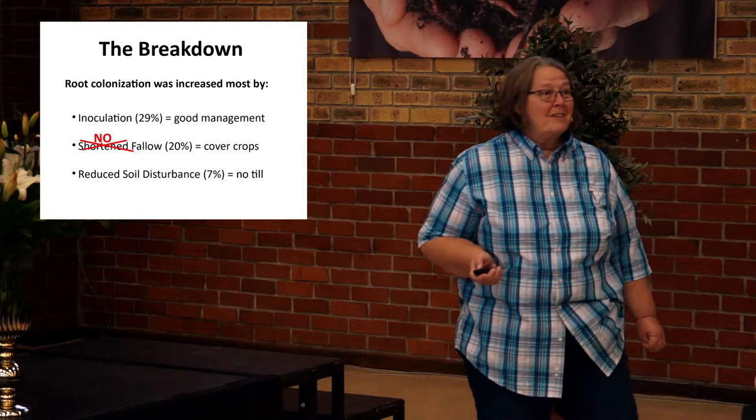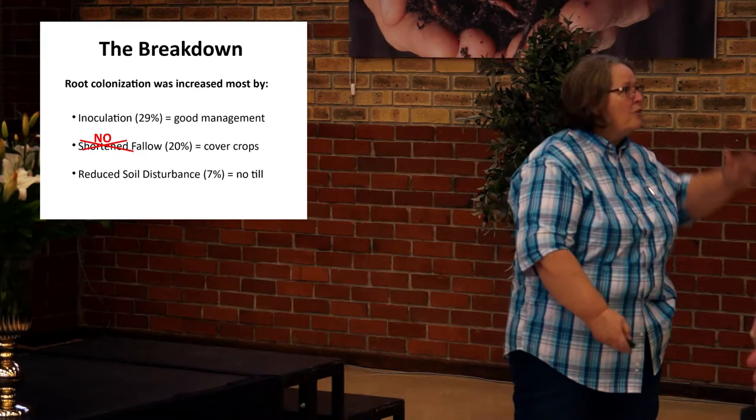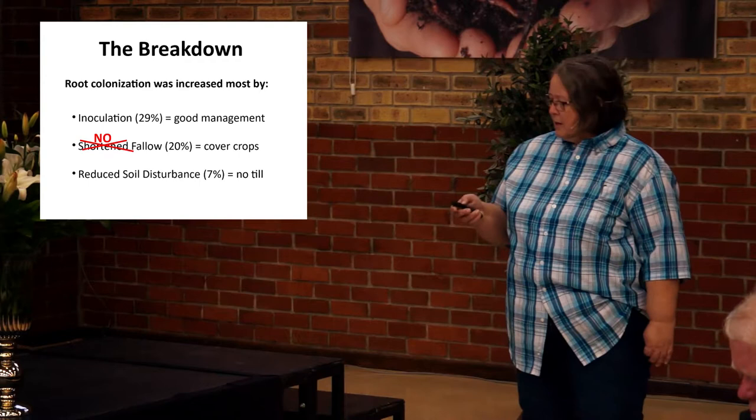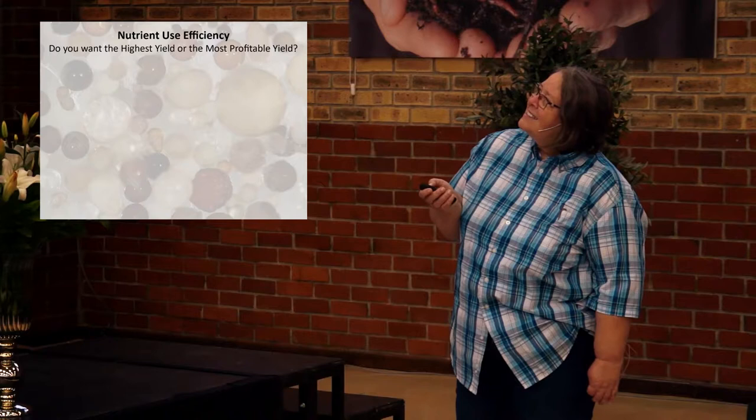It happens on such a large scale that we don't realize it, but there are places in the world where they have buried posts and look at how the soil goes down, and we've lost meters of soil. Meters of soil. Just due to wind and rain. Soil disturbance increased colonization 7%. That just means no-till. But the big question is here, do you want the highest yield or the most profitable yield?